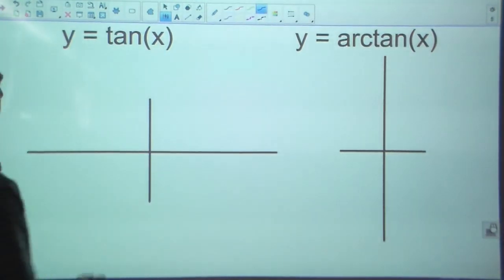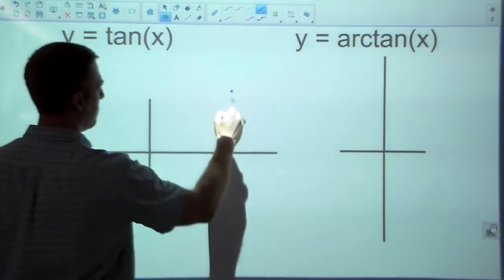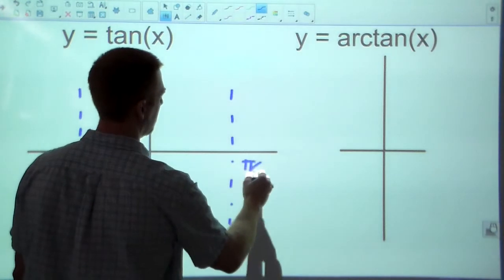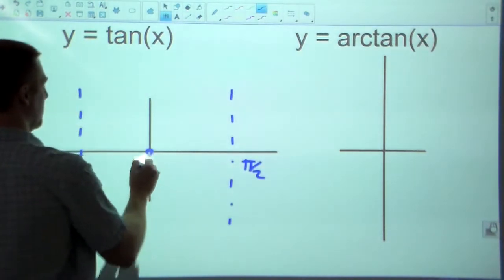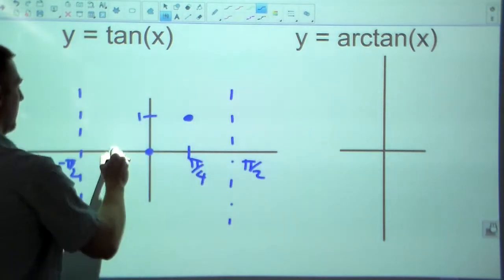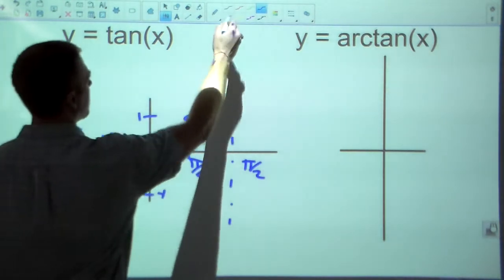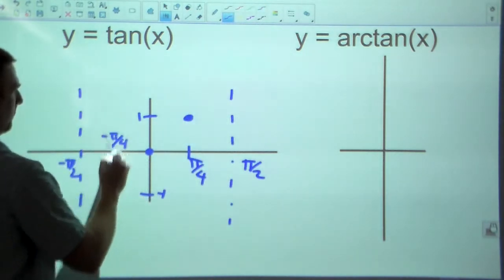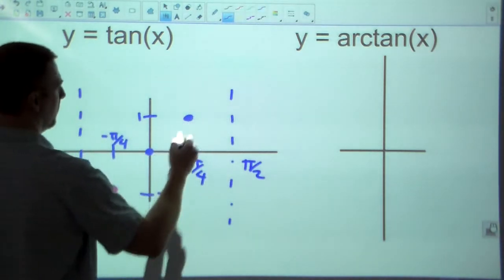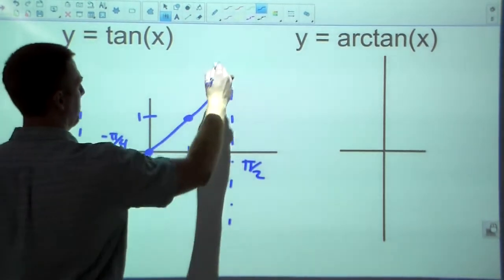For tangent, let's start with those asymptotes. So negative pi over 2, positive pi over 2. At 0, we're at 0. At pi over 4, we are at 1. And at negative pi over 4, we are at negative 1. Let's get some of those points on there. So, here, 0, 1. Fill that in. Kind of does this shape.